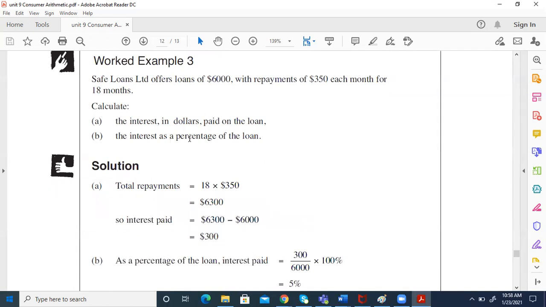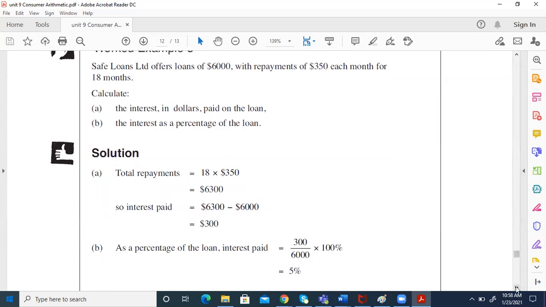And then the interest as a percentage of the loan. So $300 over the original amount, and you get 5%. Right?